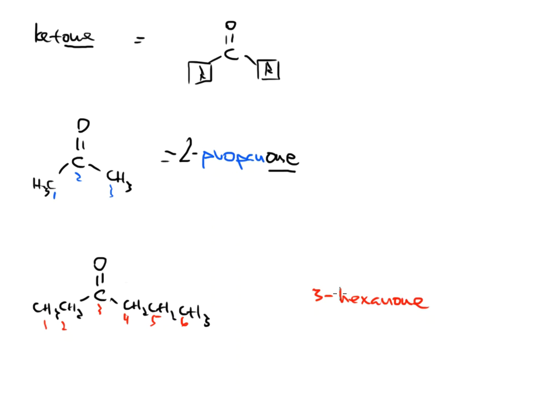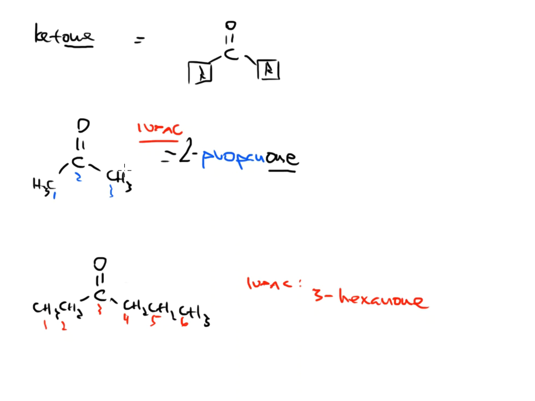All right, now with that said, these are IUPAC names, right? This is an IUPAC 2-propanone. This is an IUPAC 3-hexanone. So there are common names that we could use as well, and let me show you how easy those are.